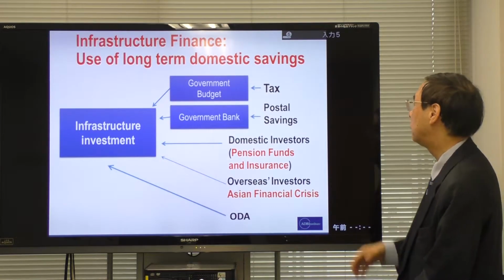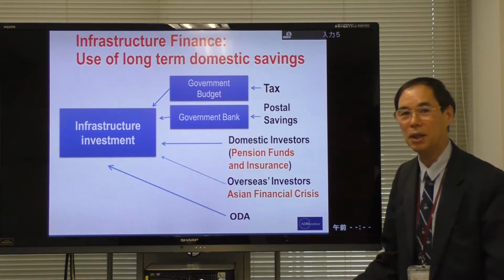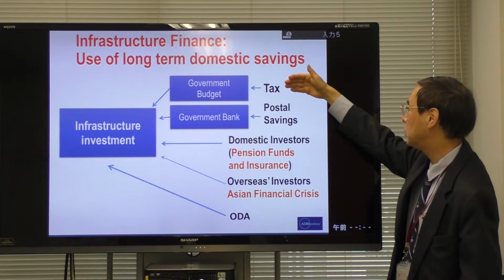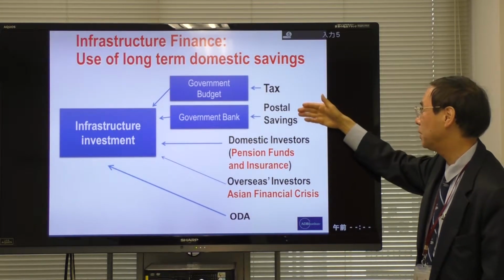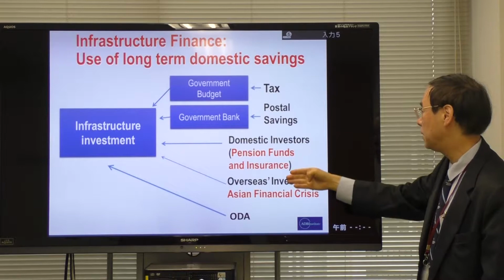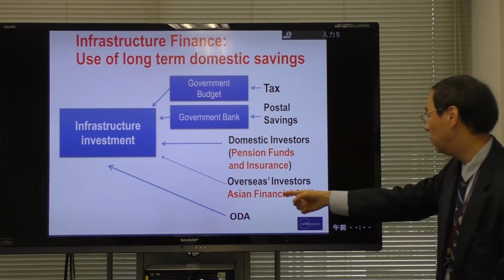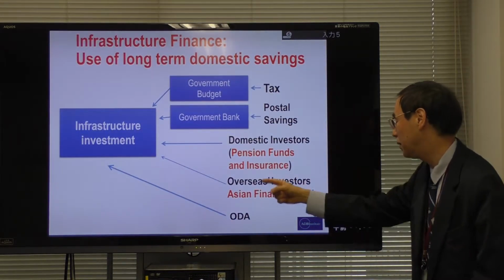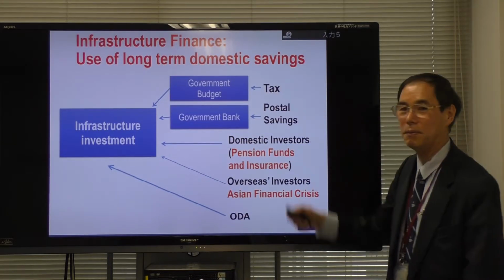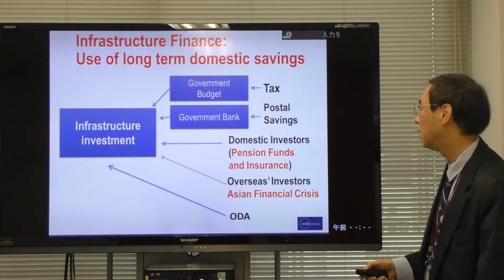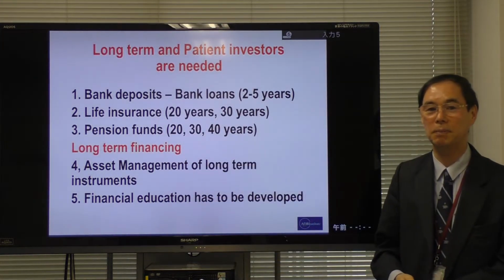Lastly, I will talk about financing of these infrastructures. There are 5 ways to finance infrastructure. Using taxpayers' money. Secondly, postal savings or post-life insurance can be used. Or pension funds and insurance, domestic investors' funds can be used. And overseas financial aid, overseas investors' money and ODA. Too much reliance on tax revenue will create budget deficits. And also long-term investments will be needed for infrastructure investment.